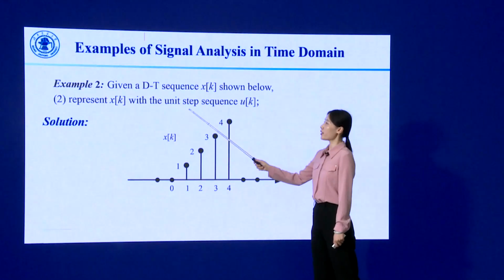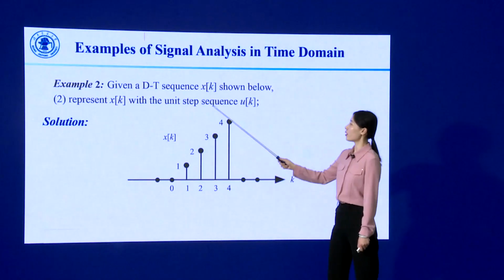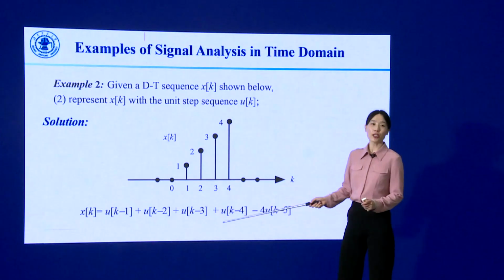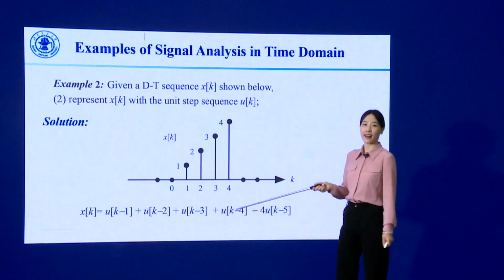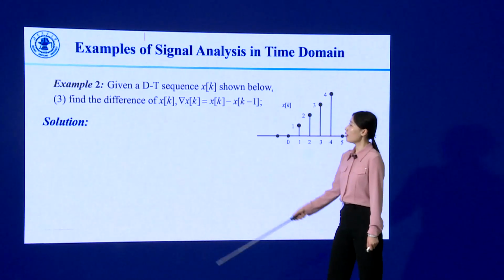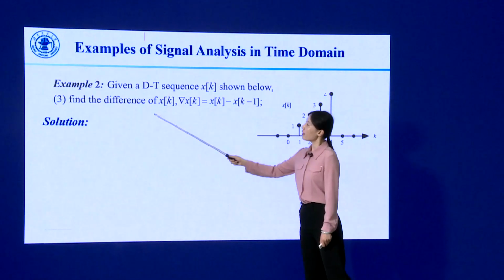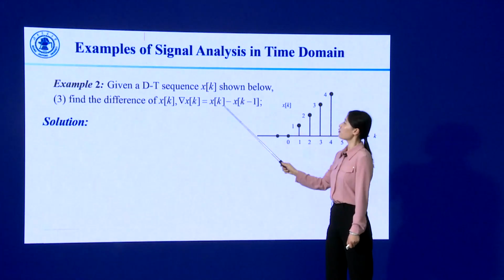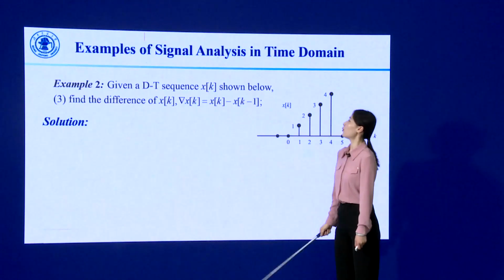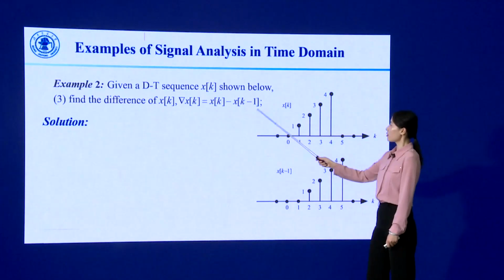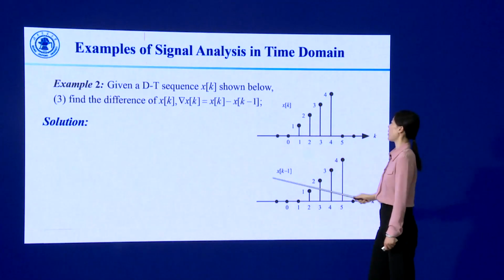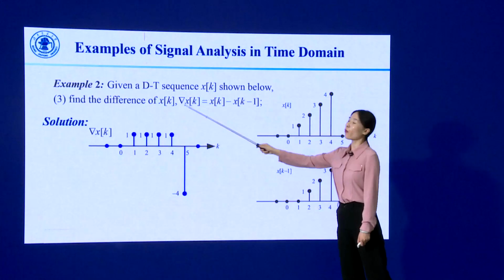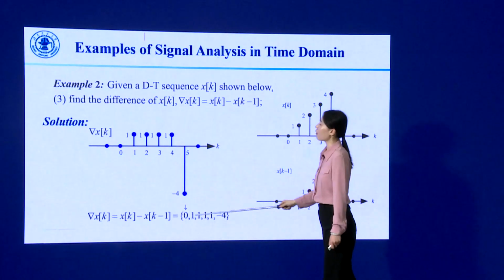The second question is representing s(k) with the unit step sequence. Here is the solution. For details, you can practice after the class. The third question is finding the difference of s(k). Here is the expression formula of difference. So we should first find the sequence of s(k minus 1). Here is the result. And then we can get the difference of s(k) shown in this formula.